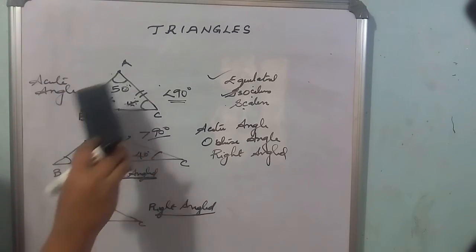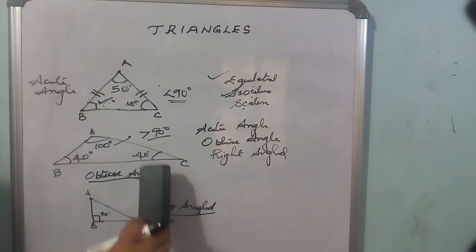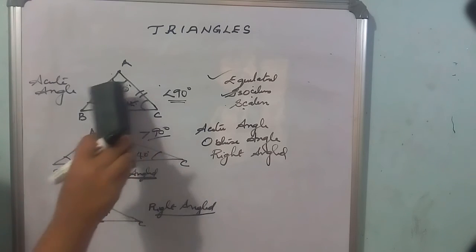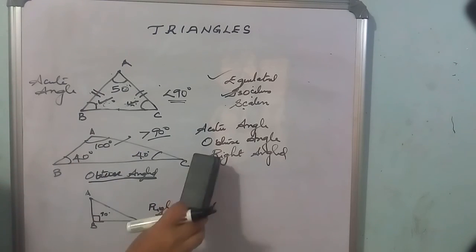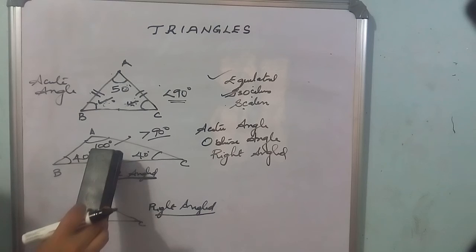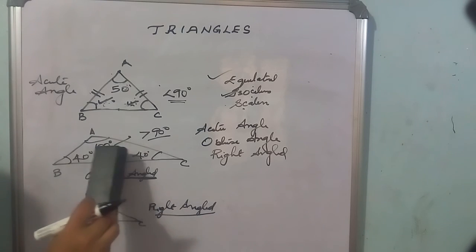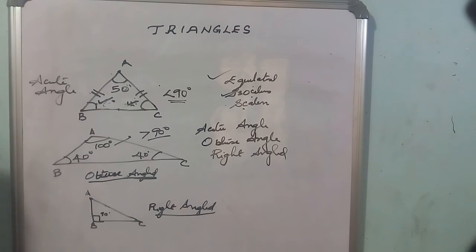In an acute angle triangle, all the angles will be less than 90 degrees. In an obtuse angle triangle, if any one angle is greater than 90 degrees, it is called an obtuse angle triangle. And in a right angle triangle, you will have one angle equal to 90 degrees. So I hope this has helped you in learning about triangles.